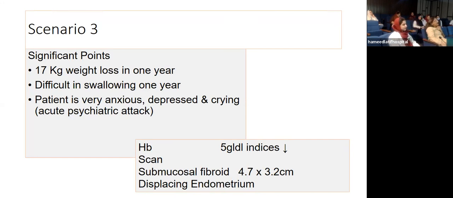So we were discussing a woman who had presented to us with heavy menstrual bleeding, weight loss of 17 kilograms in a year, and she was very anxious and depressed, with difficulty in swallowing for a year. For anemia, she has a hemoglobin of 5 grams. So what we will do is leave it here, and we will discuss it the next time I come. We will start from here.